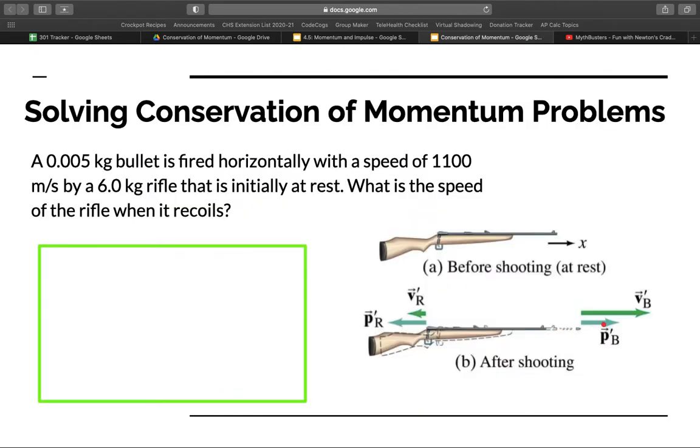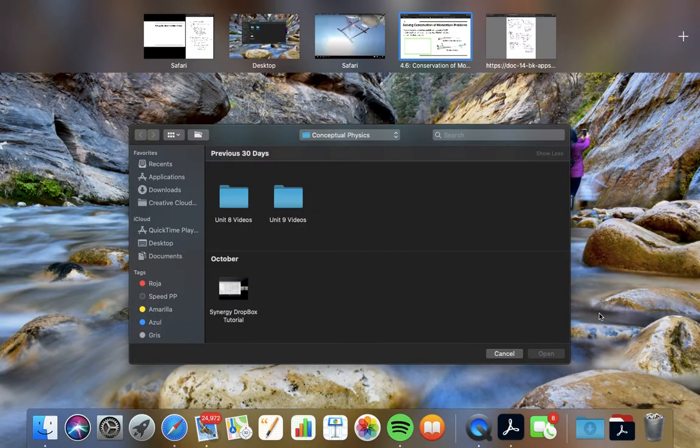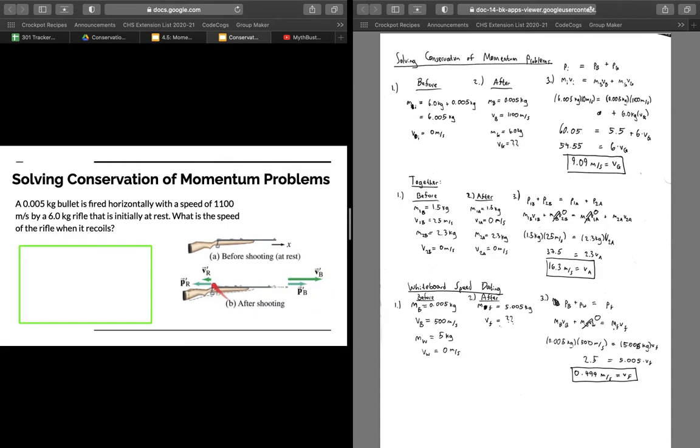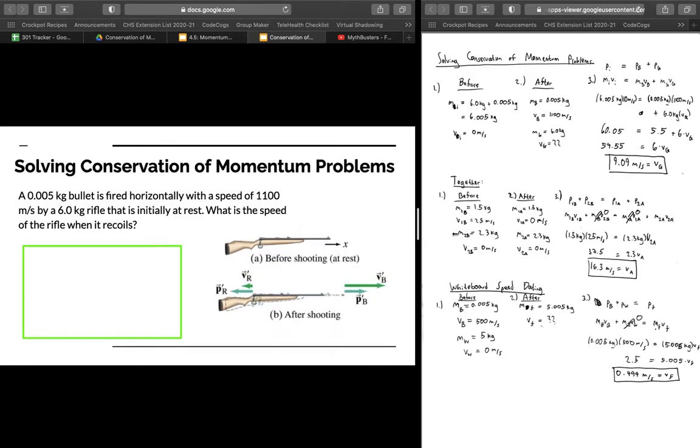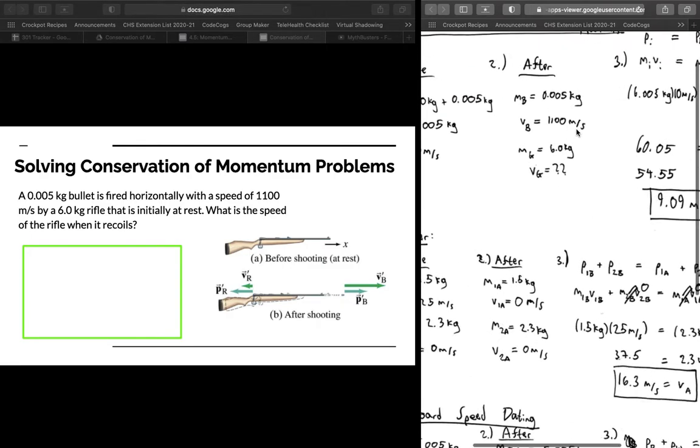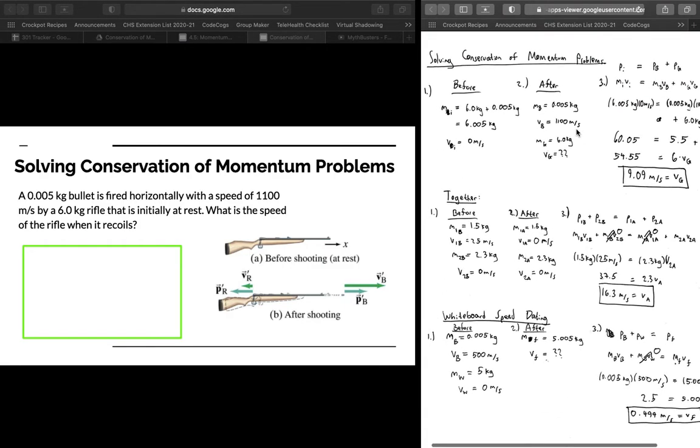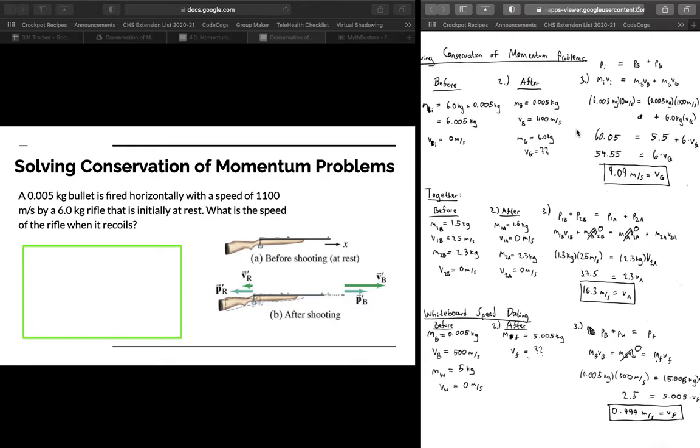So let's look at how to do some conservation of momentum problems here real quick. All right, let me bring this on over here. So let's take a look here, okay? A 0.005 kilogram bullet is fired horizontally with a speed of 1100 meters per second by a 6 kilogram rifle that is initially at rest. What is the speed of the rifle when it recoils?